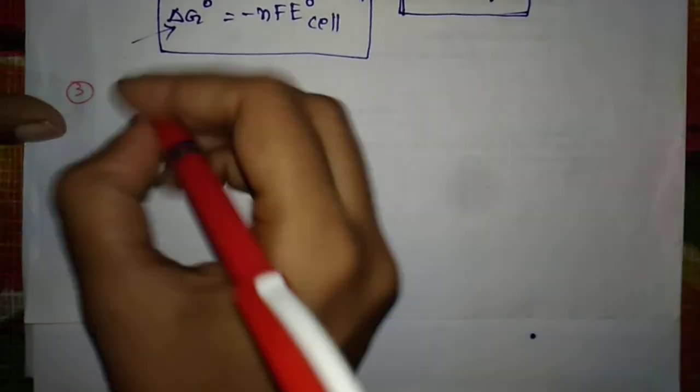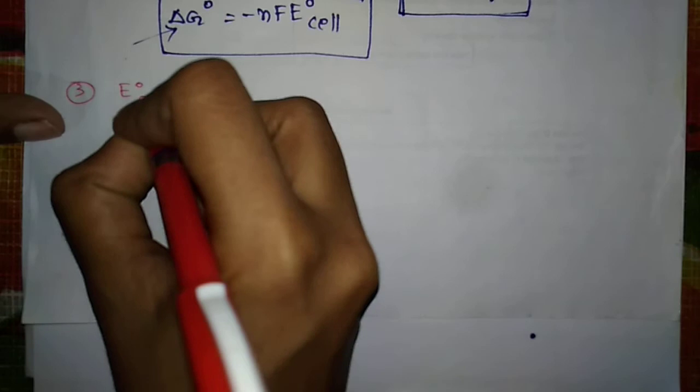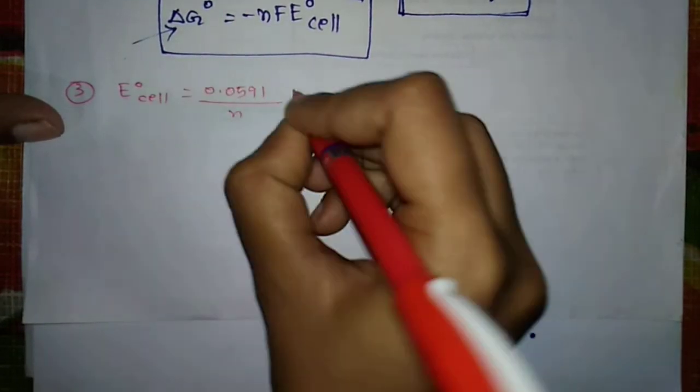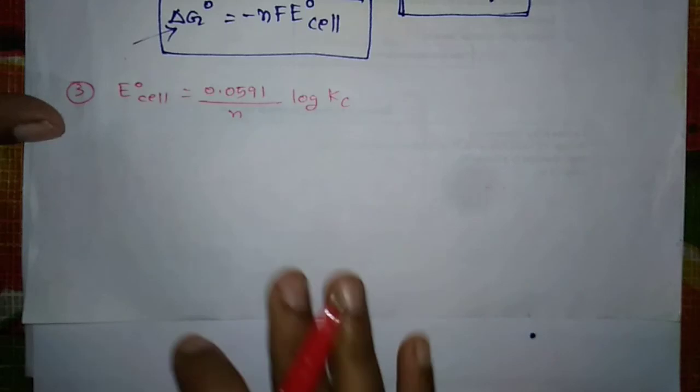E naught cell equal to 0.0591 by n log of Kc. Okay, these three expressions are required.